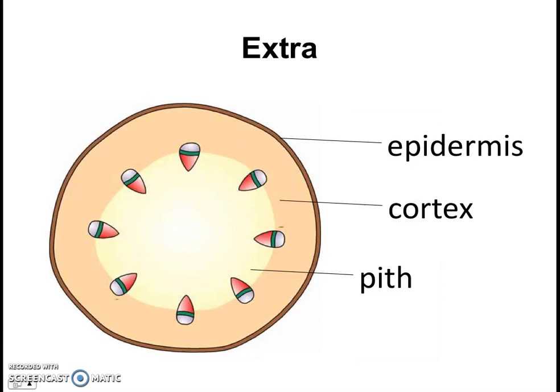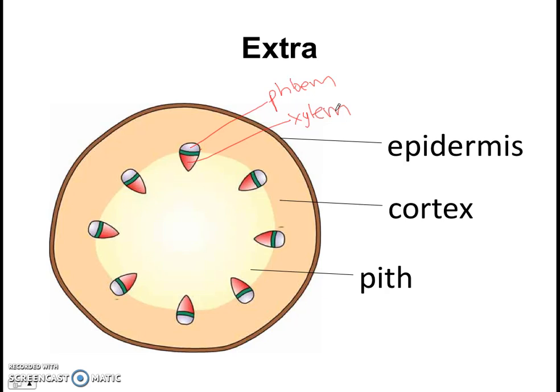So something a bit extra for those who are interested is that the outer layer of the stem is called the epidermis, and then there's a layer below the epidermis called the cortex, and the innermost layer called the pith. Alright, but this is extra. All you really need to know is this part here, in the vascular bundle, this is the phloem, and the inner part of the vascular bundle is the xylem.